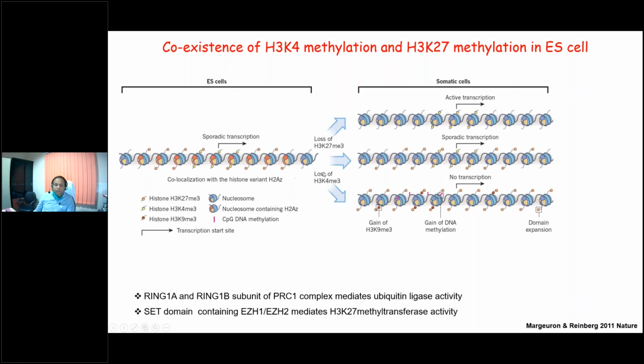bivalent mark. For example, if a cell has to go to the lineage A, that is shown on the top, say for example, it has to form the muscle cell. So muscle specific gene expression program has to be activated. In this case, what will happen? The H3K27 trimethylation, that is a repressive mark, will be removed, and the H3K4 trimethylation mark will be retained.